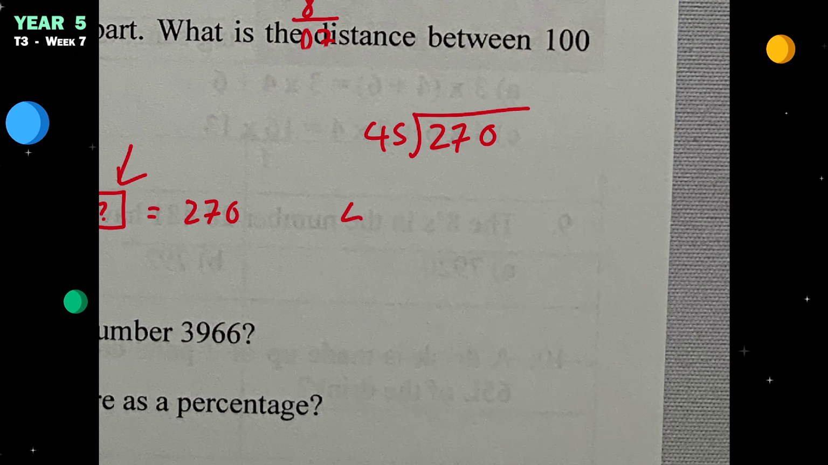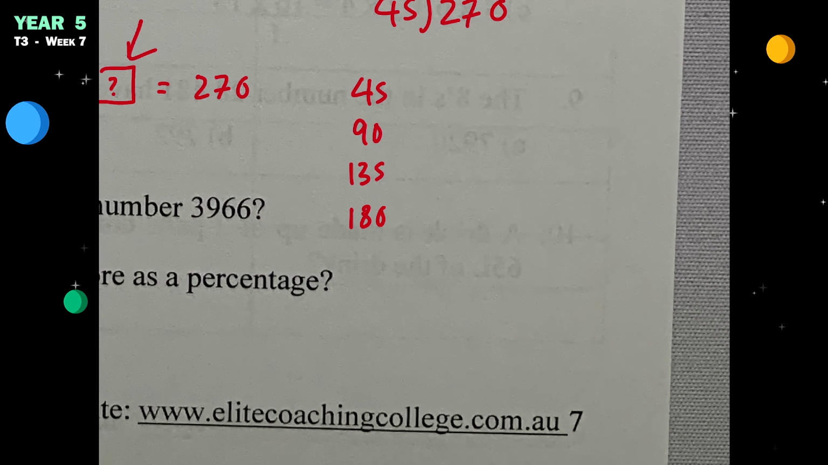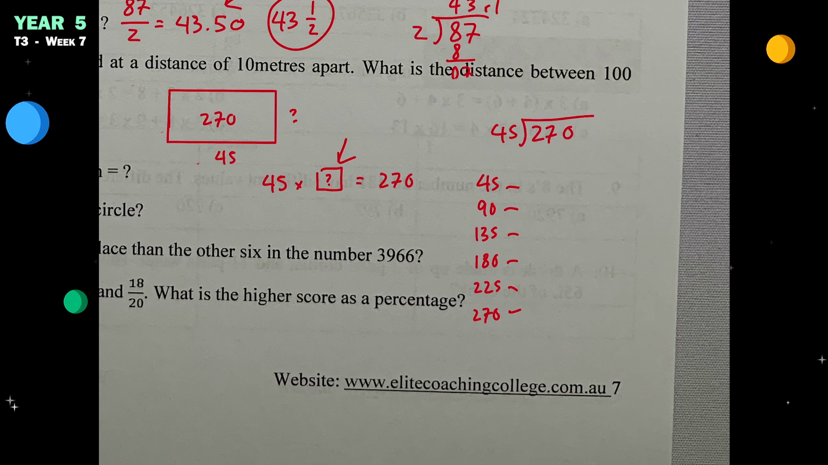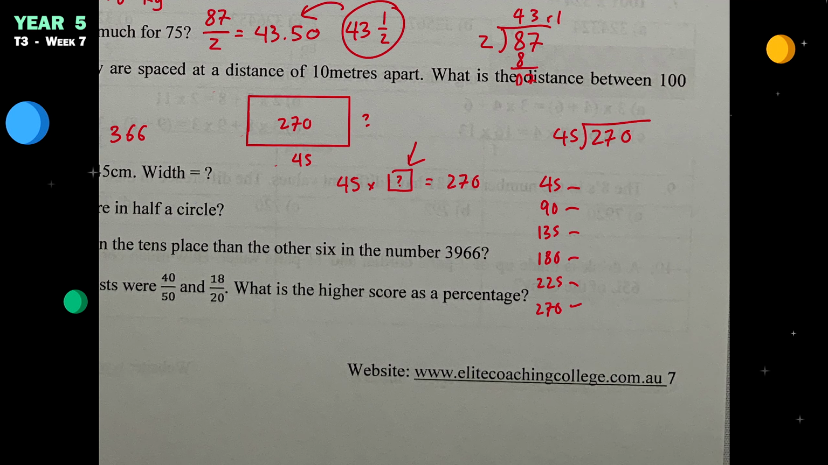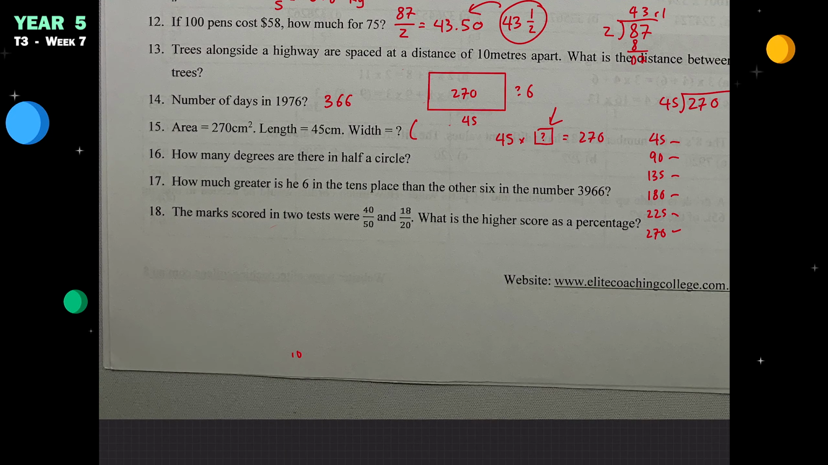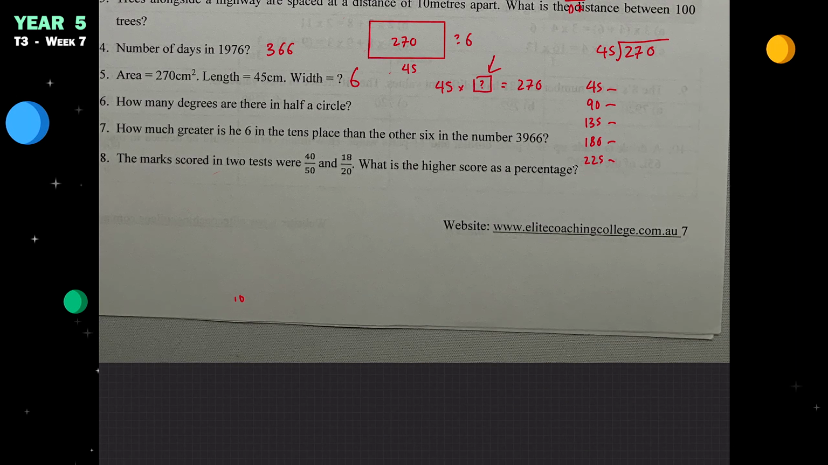I don't know. Let's have a look. 45, and then it goes to 90. 90 plus 45 is 135, and then 180, and then 225, and then 270. Alright, so we got 1, 2, 3, 4, 5, 6 lots of 45s to make 270. So therefore 45 times 6. So the width must be 6. This is 6 there.